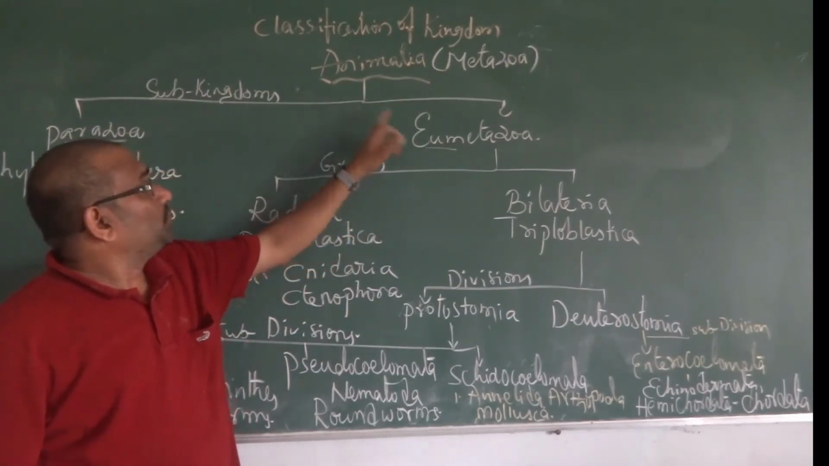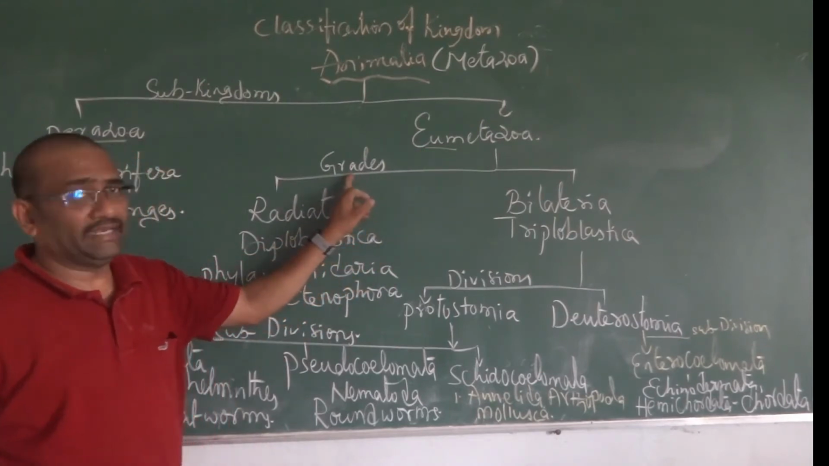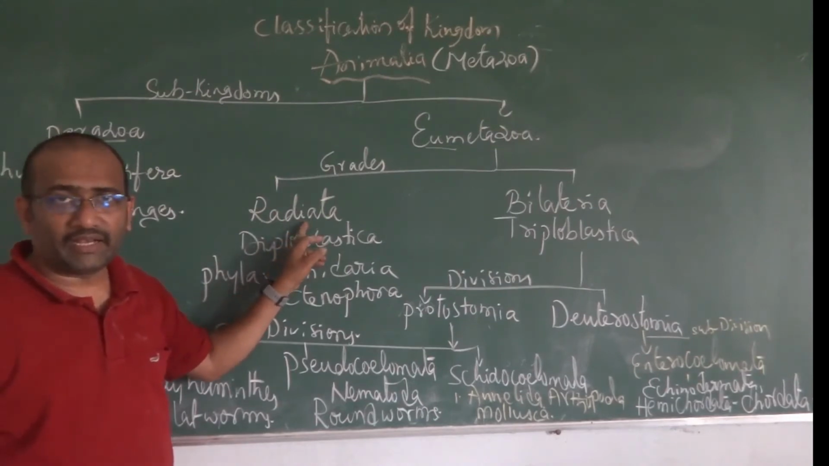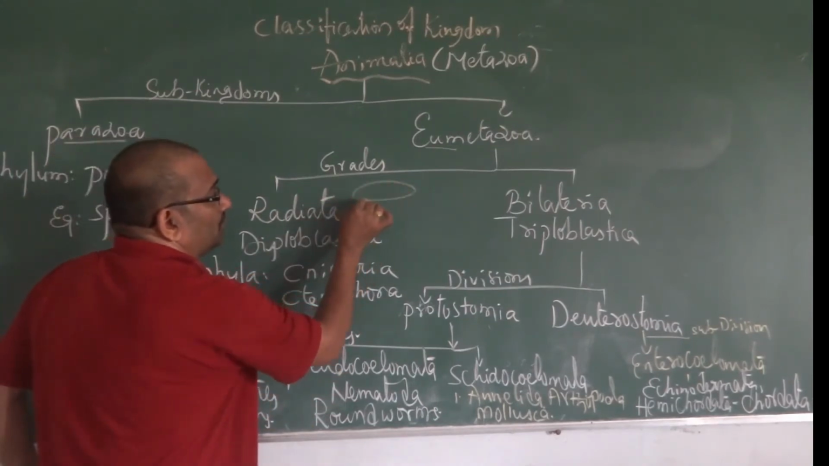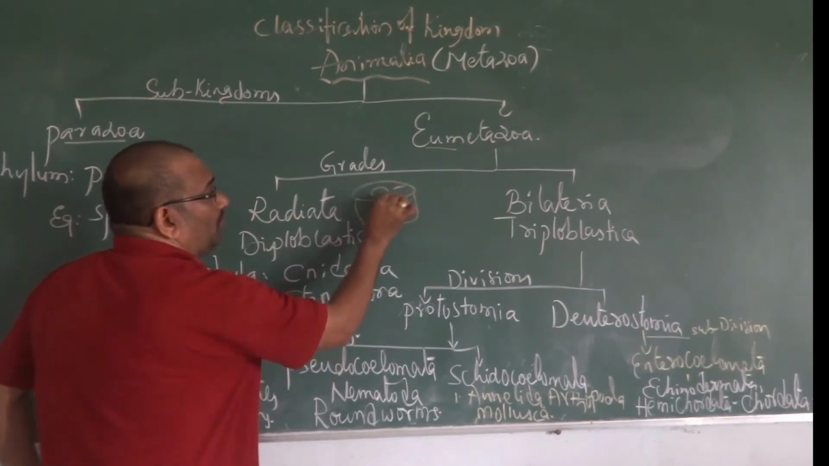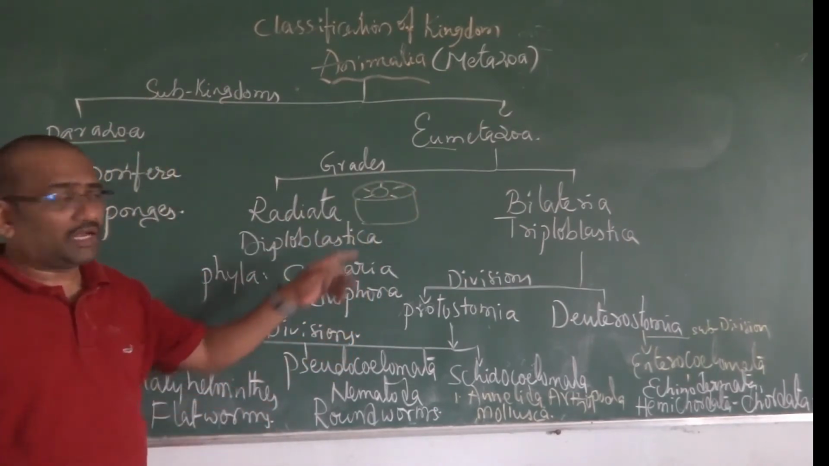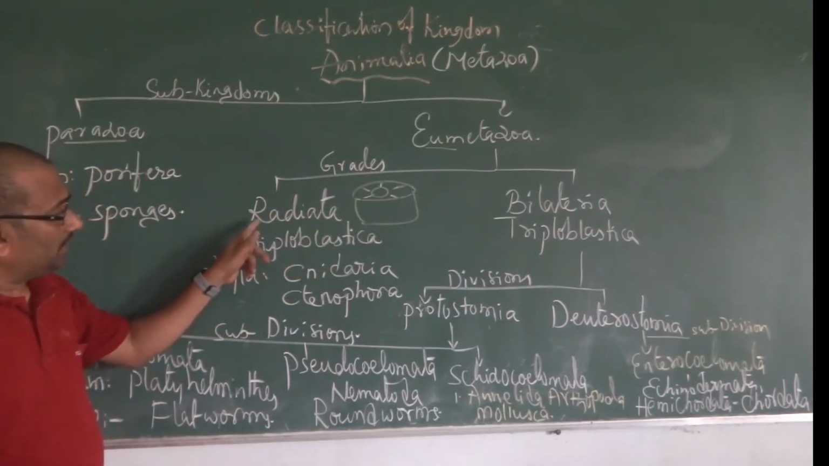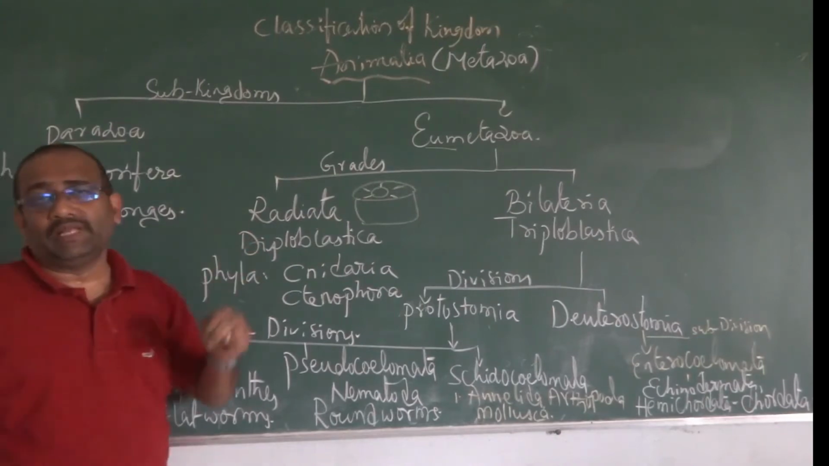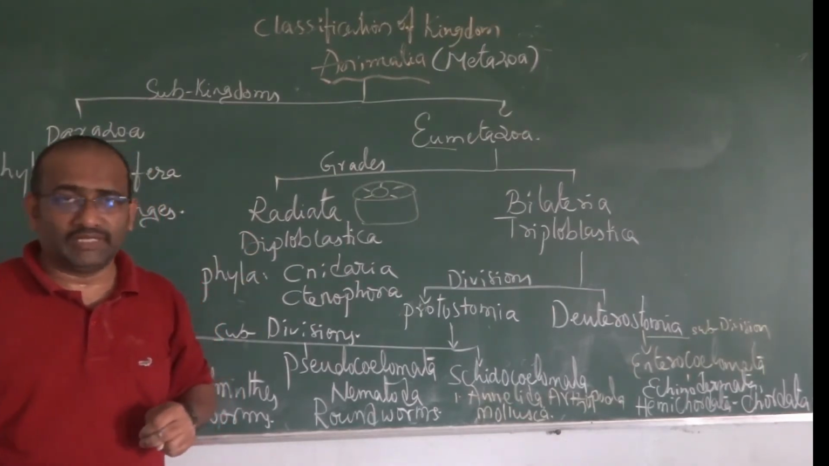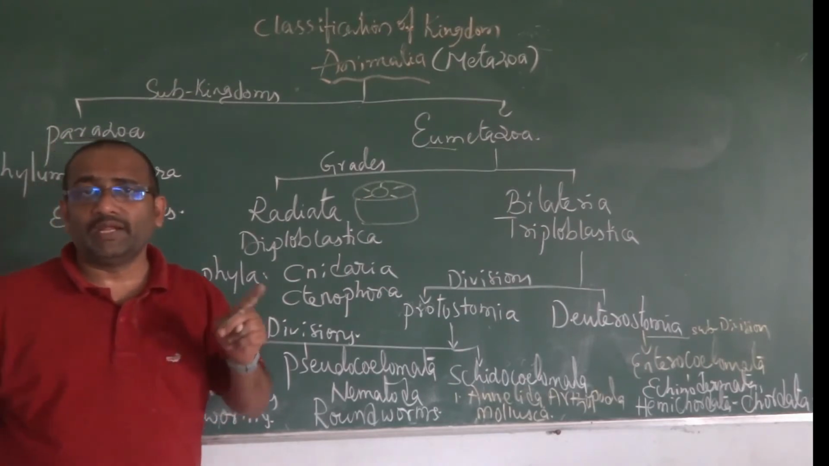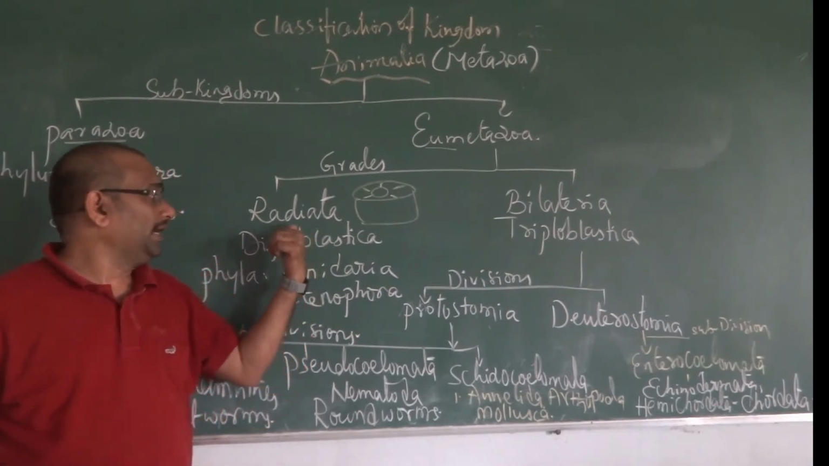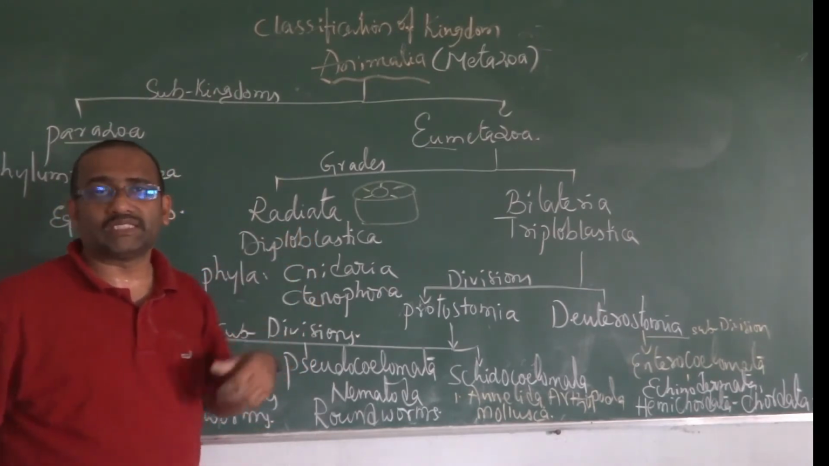Subkingdom Eumetazoa is divided into 2 grades. One is Radiata, radial symmetry. So radially symmetrical organisms or animals are grouped under the Radiata, and in the Radiata there are 2 germ layers. Already I discussed the germ layers: ectoderm, endoderm, mesoderm. These 3 are known as germ layers. But coming to the Radiata, they are also known as diploblastica.